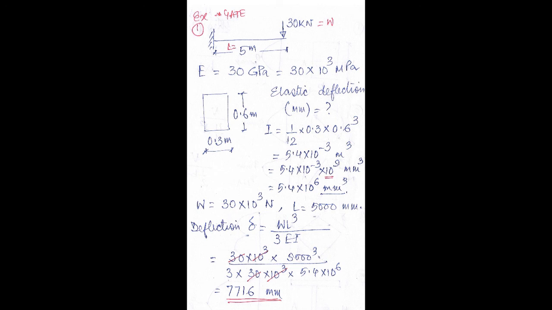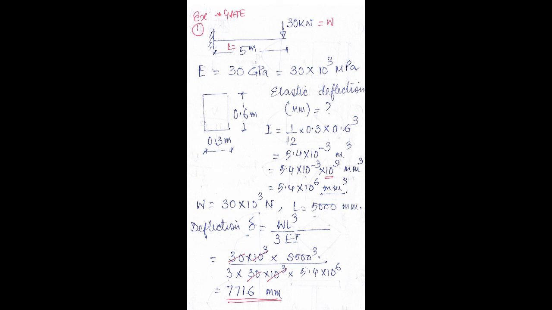The value of W is equal to 30 kilonewton given. We have converted it into 30 into 10 cube Newton. Length is given as 5 meter, that we have converted into millimeter. So it is 5000 millimeter. Why are we doing all this conversion? Because the value of the modulus of elasticity is given in MPa. MPa means Newton per mm square. So all the units we have to convert either in Newton or in millimeter. Then only the correct answer will come.